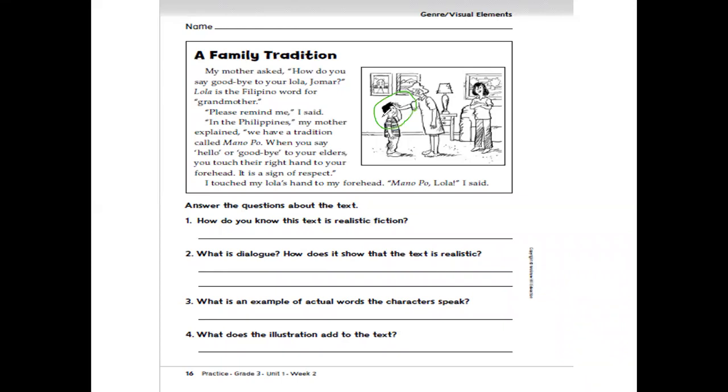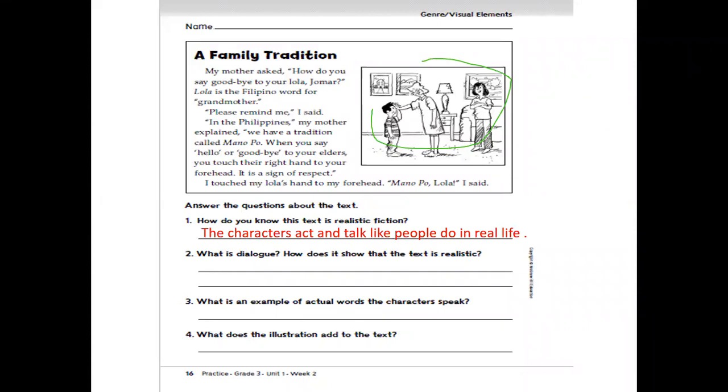Now, how do you know this text is realistic fiction? Let's look at the illustration here. They look like people, and they talk and act like people. It's a made-up story, but it can happen in real life. So the characters act and talk like people do in real life.